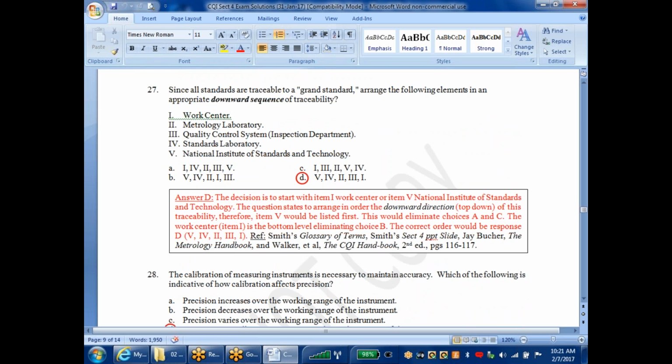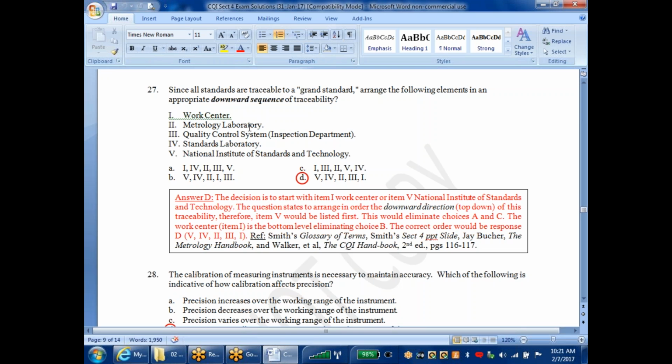27, since all standards are traceable to a grand standard, arrange the following elements in an appropriate downward sequence. This means starting at the top, going down. Now, this might be the first one you've had like this. We're starting to see less of these in an exam, but we still see them. The best thing to do is look through the answer choices. We had a slide dealing with this.